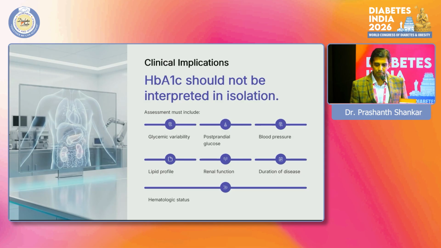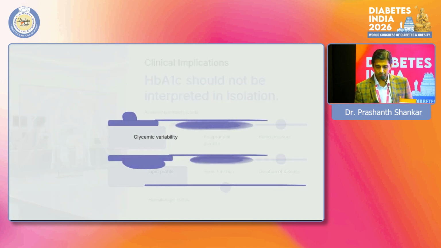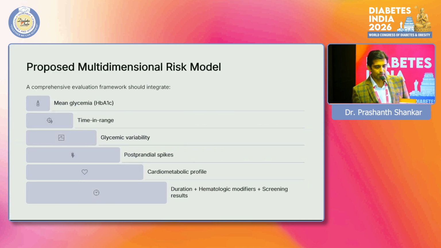So what are the clinical implications? HbA1c should not be interpreted in isolation. It must include glycemic variability, the postprandial glucose, the blood pressure, lipid profile, renal function, duration of the disease, and also don't forget about the hematological status of the patient. So this is a proposed multi-dimensional risk model. You have to look at the mean HbA1c. It is still important, but you also have to look at the time in range, the glycemic variability, the postprandial spike, the cardiometabolic profile, the duration, and the hematologic modifiers.